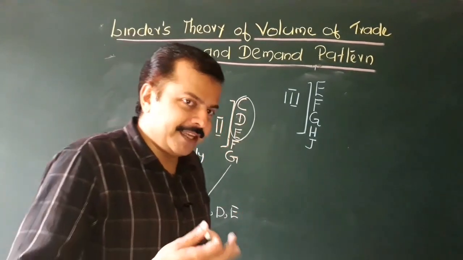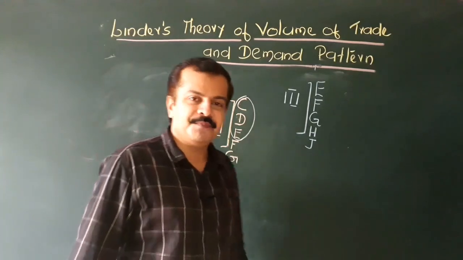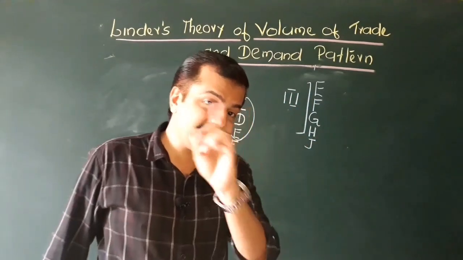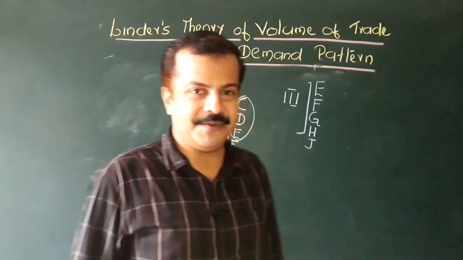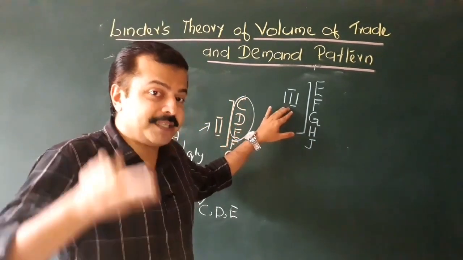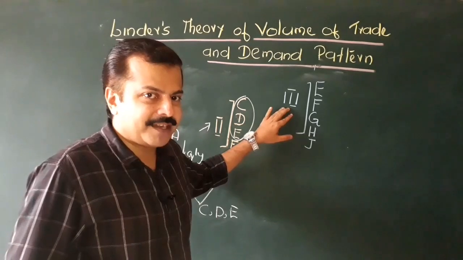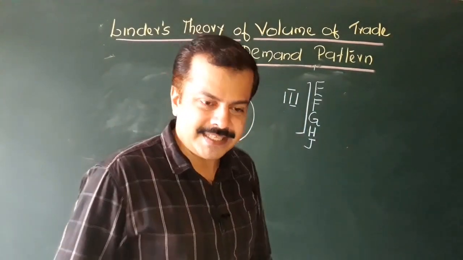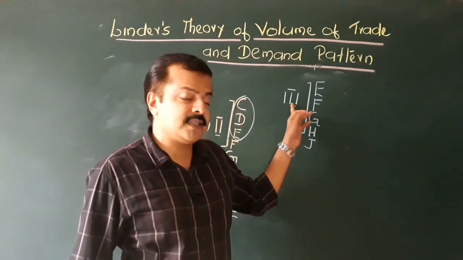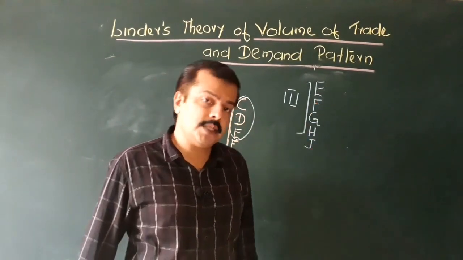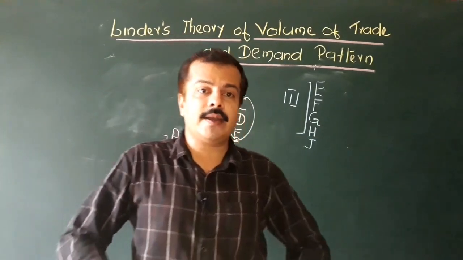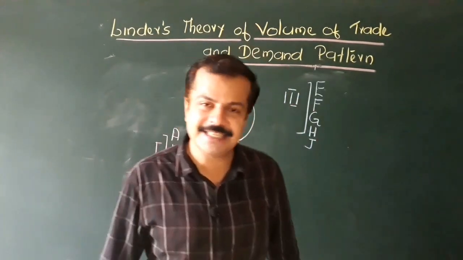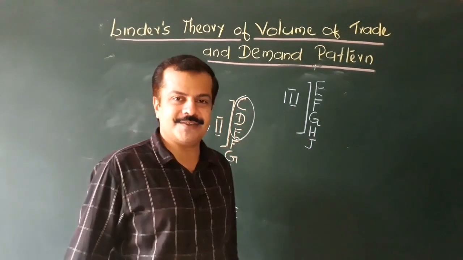Let us bring in yet another country, country 3, which has even higher per capita income. That is, country 3 has the highest per capita income. Now, the high per capita income of country 3 results in the demand for these 5 products: E, F, G, H, J. That is, the per capita income of country 3 is so high that they demand these higher quality products, because Linder has pointed out that as your income increases, your demand for high quality products also increases.